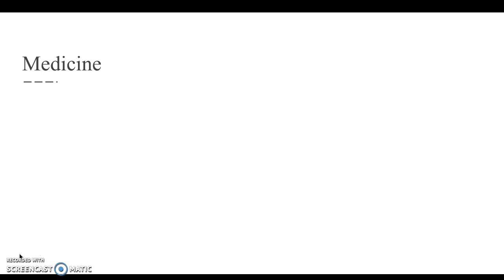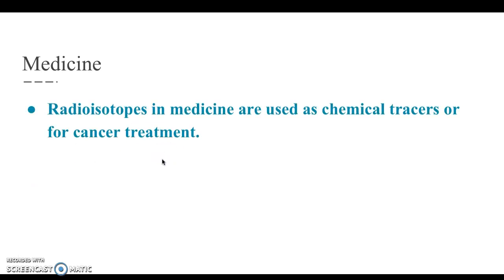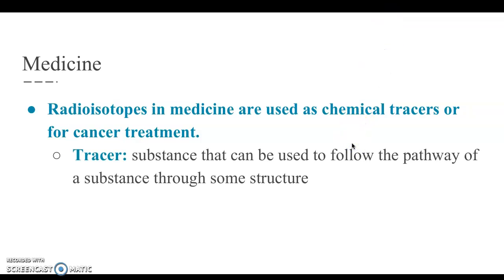Another common purpose for radioisotopes is in medicine. Again, I'm going to give you a pretty short list here. There's many more that are used. But key things here, radioisotopes in medicine are used as chemical tracers or cancer treatment. Those are the two main purposes. I'm sure there's other purposes that I don't know about. But just so you know, a tracer is a substance that can be used to follow the pathway through a structure. For example, there's radioisotopes that you can drink, and then medical equipment will follow the track of the radiation through your digestive system, and you can see if there's anything blocked, for example.